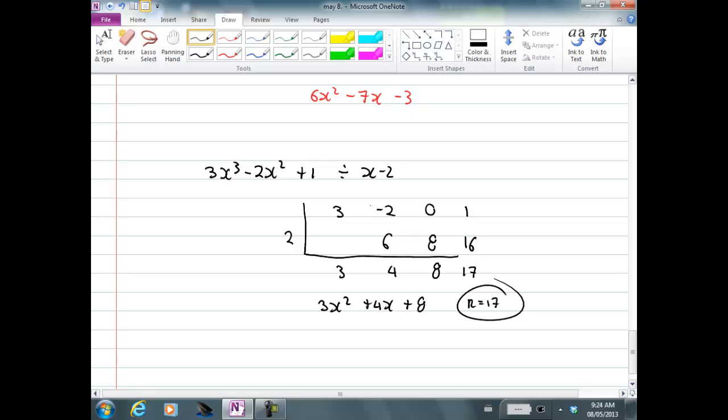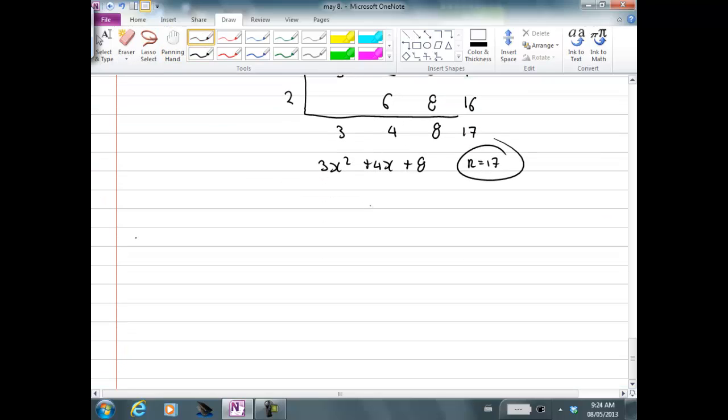But synthetic does not always work. I'm going to show you why synthetic doesn't work. If I give you a question like this one, synthetic only works for x minus a as a divisor. This is crucial.